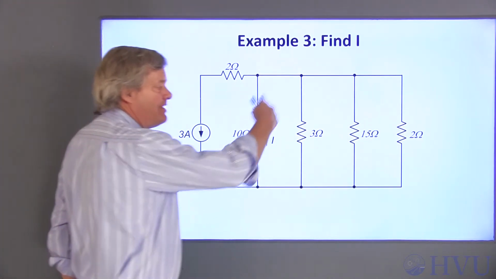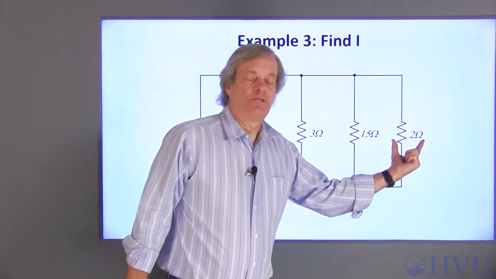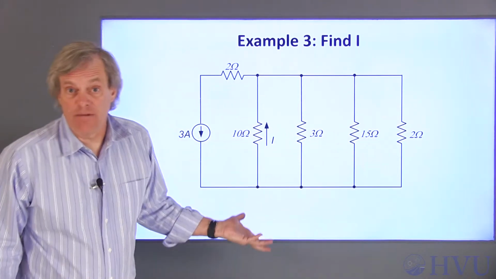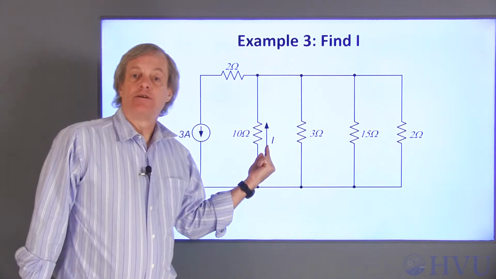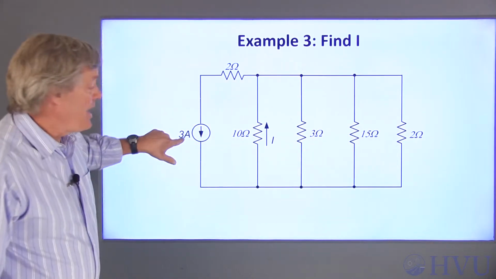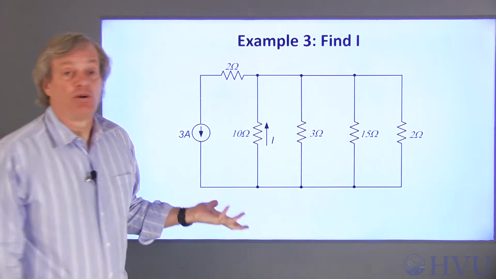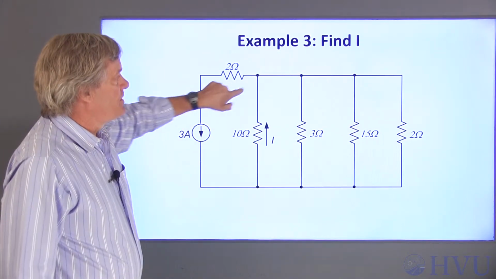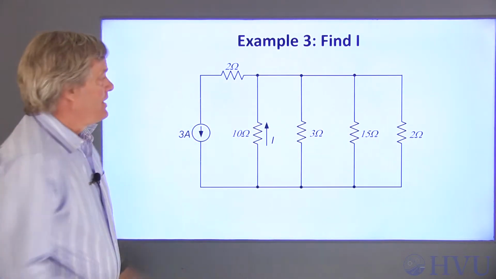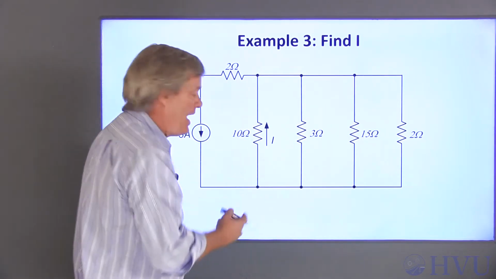Now, if I do KVL around any of these loops, all 4 of these resistors are in parallel. They all share the same voltage. So I have a parallel combination of resistors. I want to find the current in one of the resistors, and I know the total current going into the resistive combination. It's a perfect case of our general current divider formula. Notice that this 2 ohm resistor up here doesn't matter. It'll affect the voltage across the current source, but it doesn't affect this current I.